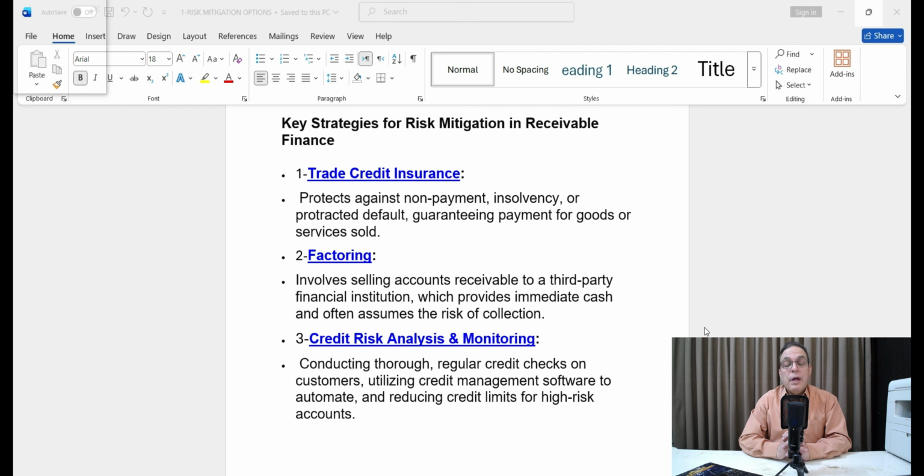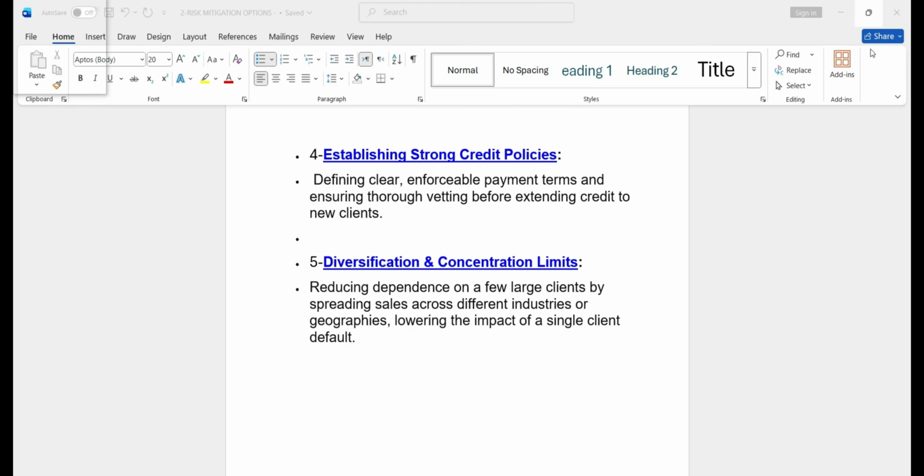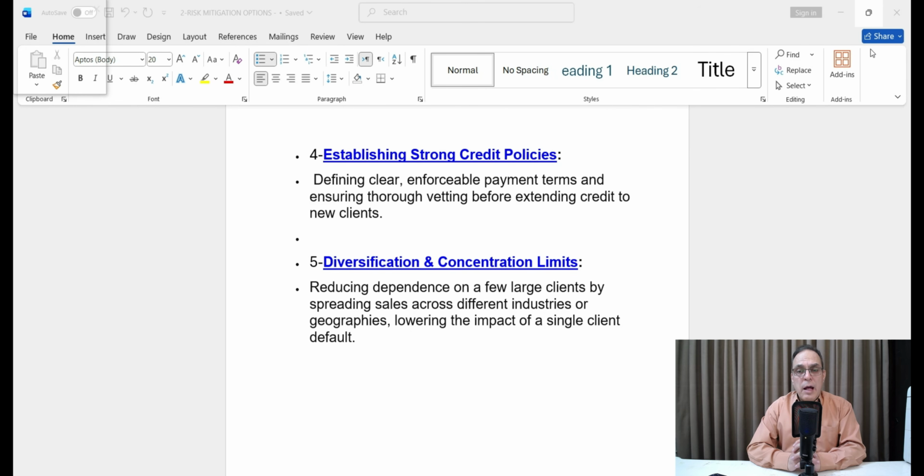3. Credit risk analysis and monitoring. Conducting thorough regular credit checks on customers, utilizing credit management software to automate, and reducing credit limits for high-risk accounts. 4. Establishing strong credit policies. Defining clear, enforceable payment terms and ensuring thorough vetting before extending credit to new clients.